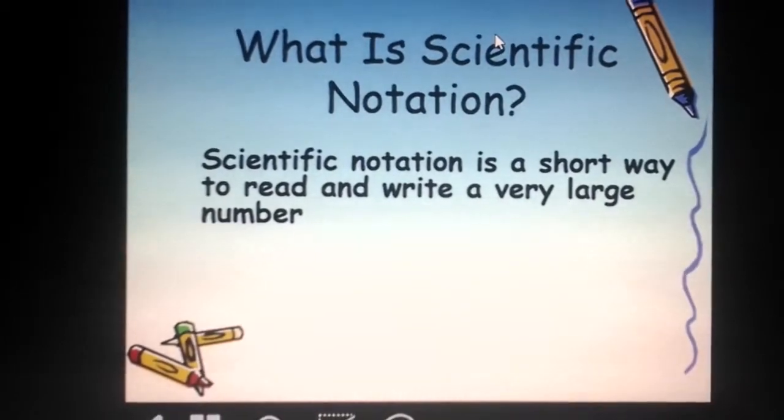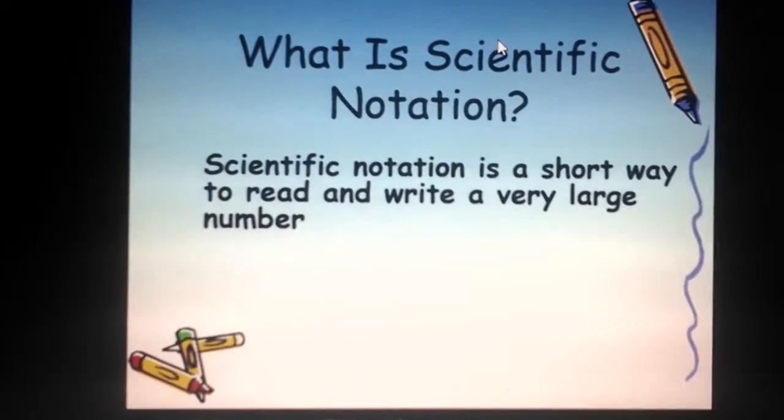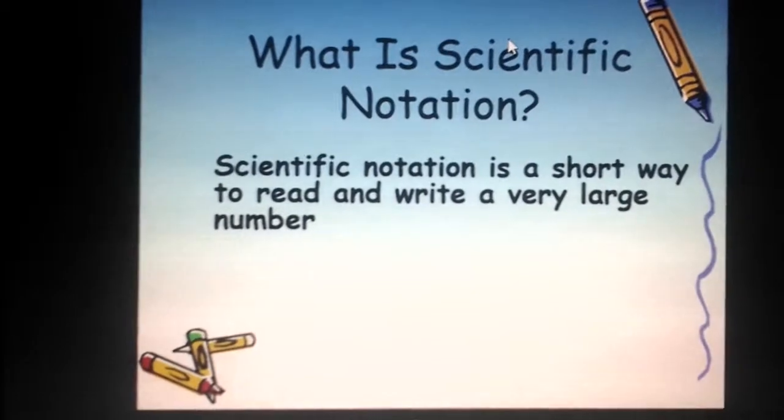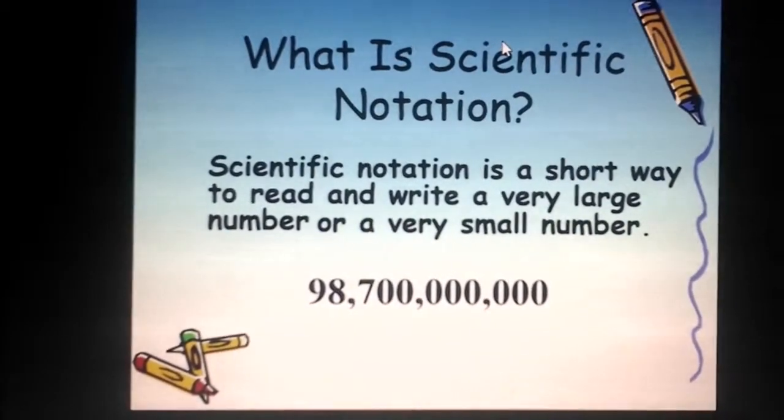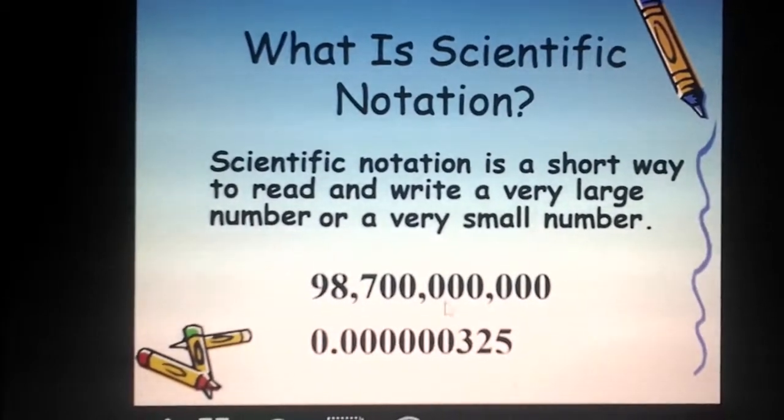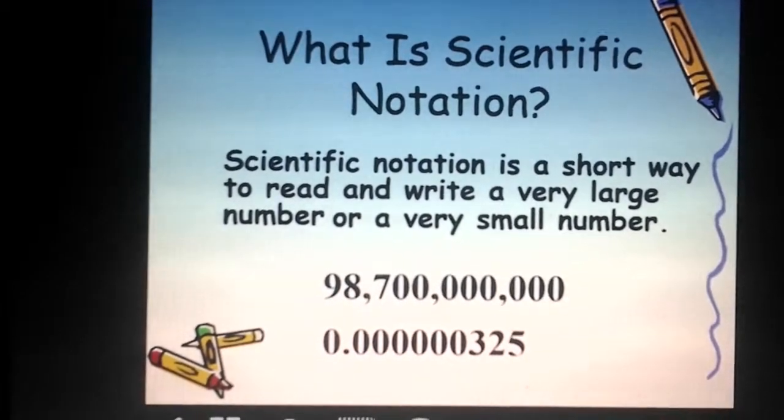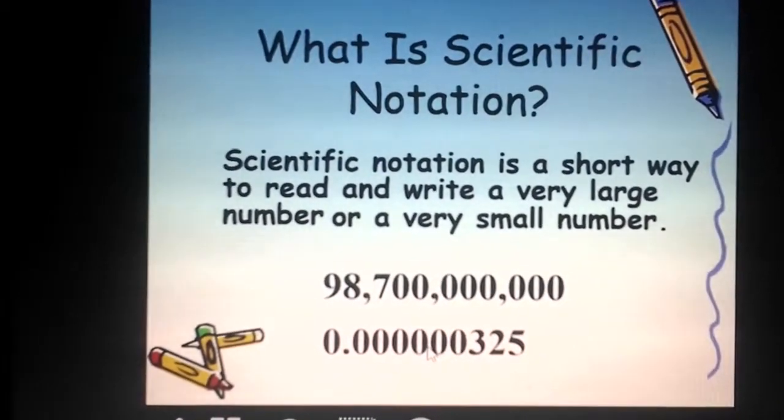Scientific notation is a very short way to write a very large number or a very small number. This number is very large. This number is very small.